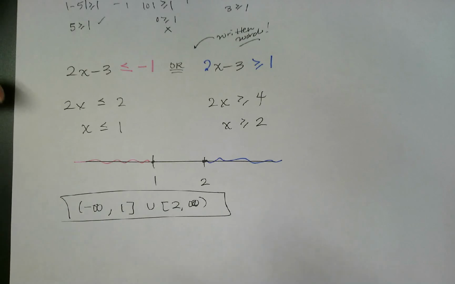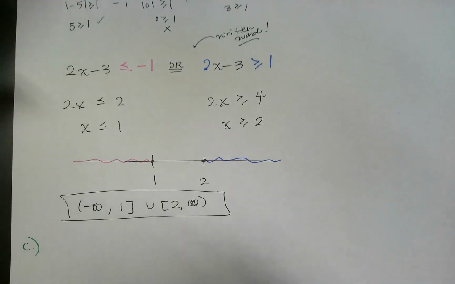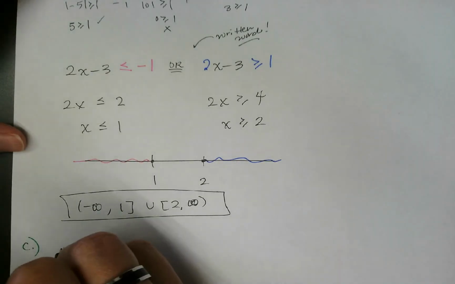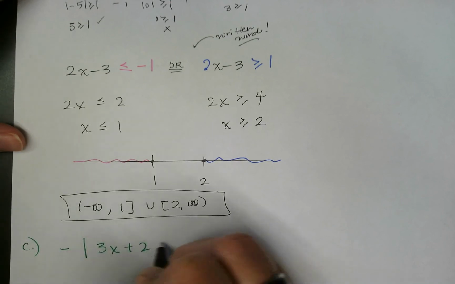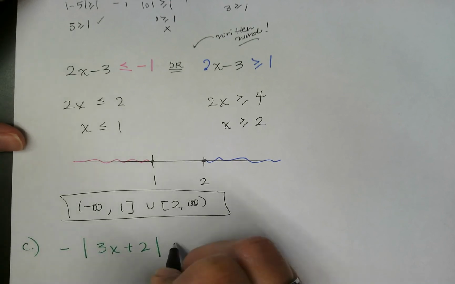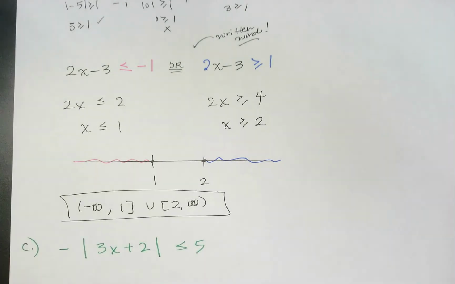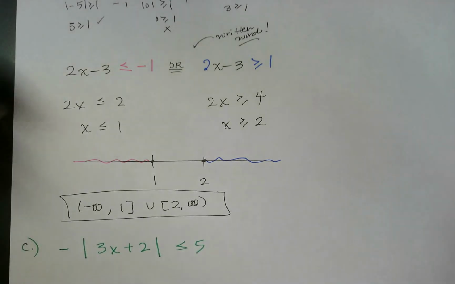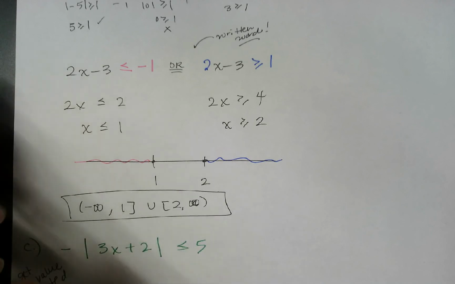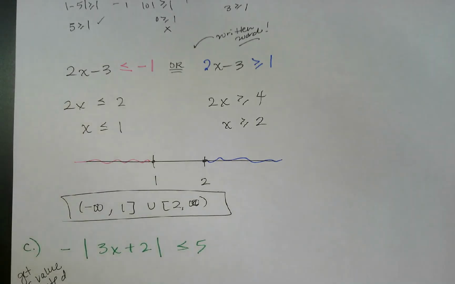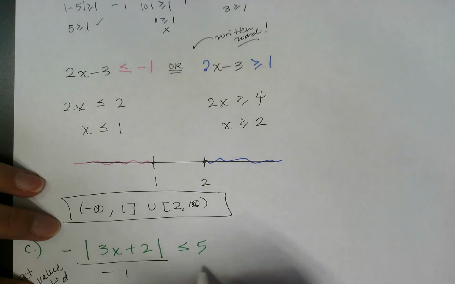Negative absolute value 3x plus 2 is less than or equal to 5. Alright, so again, get the absolute value by itself. The first two examples, they were already by itself. So get absolute value isolated. So, I'm going to divide both sides by negative 1. And when you divide an inequality by a negative or multiply an inequality by a negative, you got to flip the sign. So flip the sign, you get negative 5.